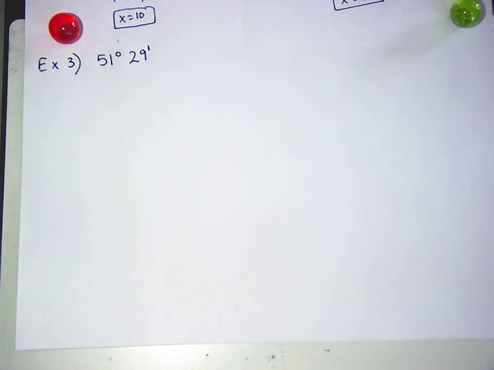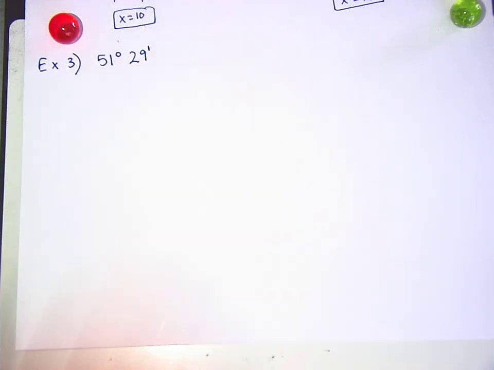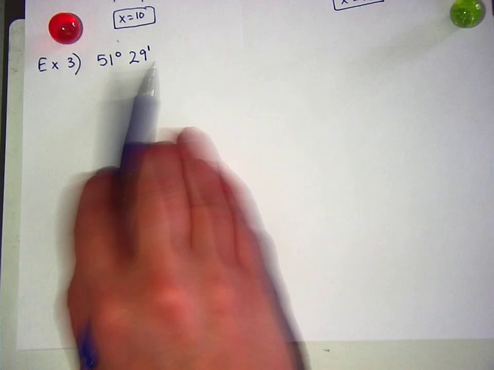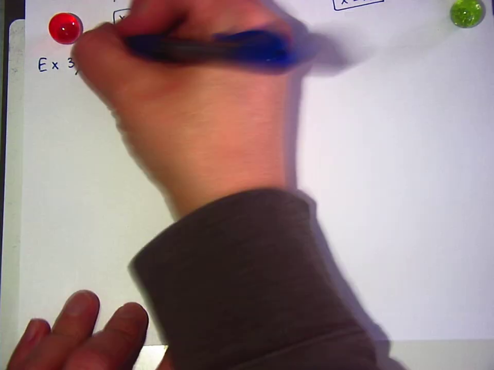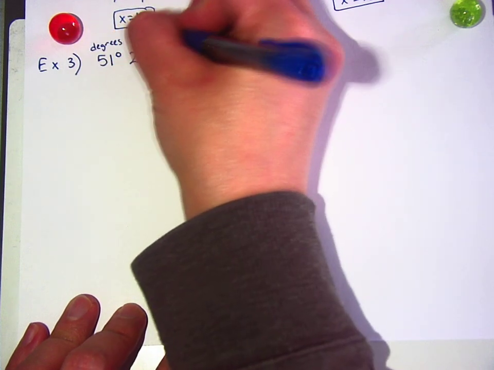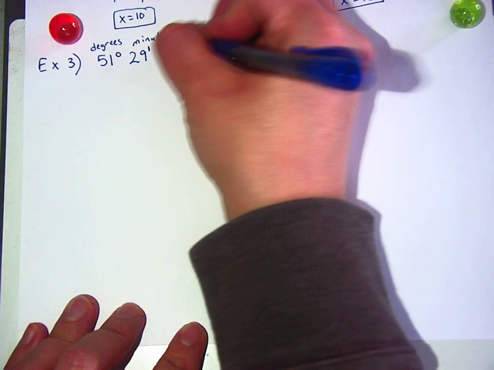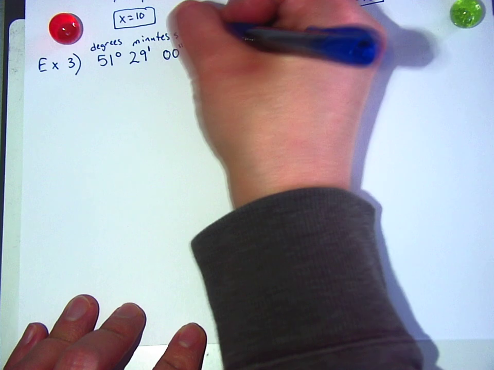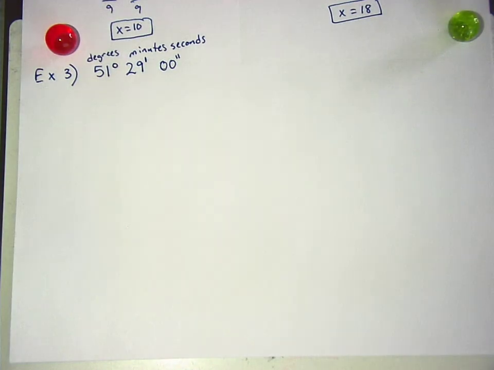Is 29 what? No. Good idea, though. Instead of saying 51 point something, this is degrees, and this is minutes. And past that, this one has 0, but that one would be seconds. Anybody have an idea of why they're called minutes and seconds? They go to 60 instead of going to 100.